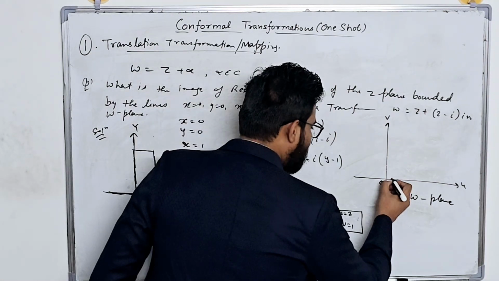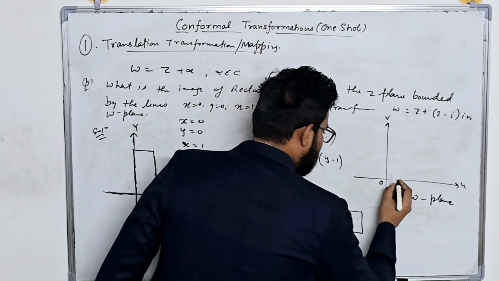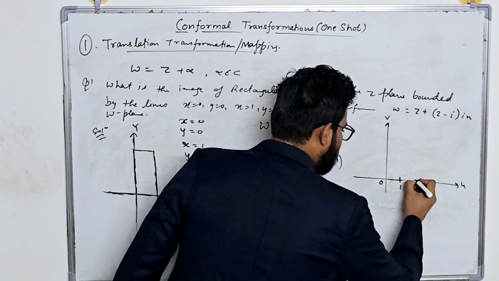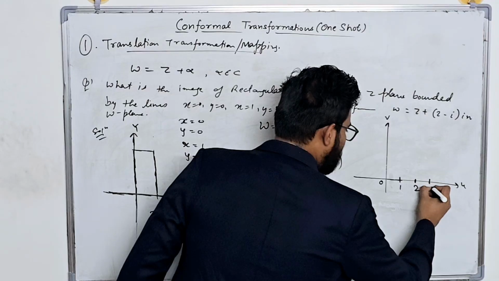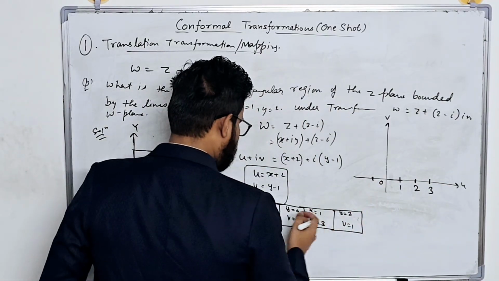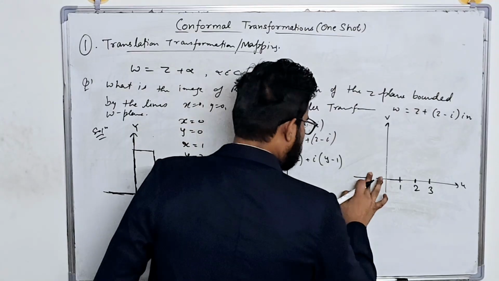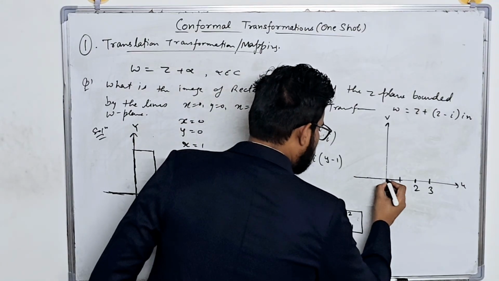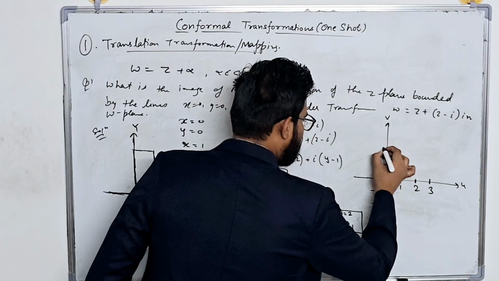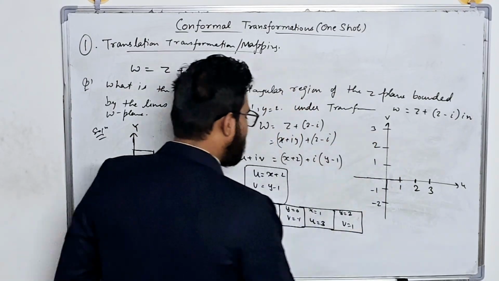So this is 0 and let me erase this. This is 1. Suppose this is 2. This is 3. We have to go till 3 and we don't need to go there in negative. And this is negative 1. This is negative 2. This is 1. This is 2 and this is 3, right?